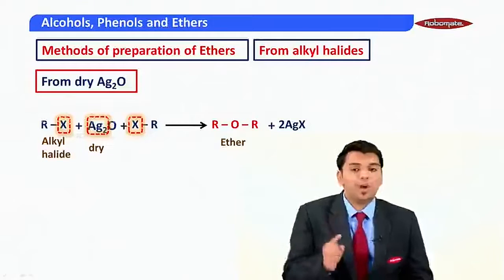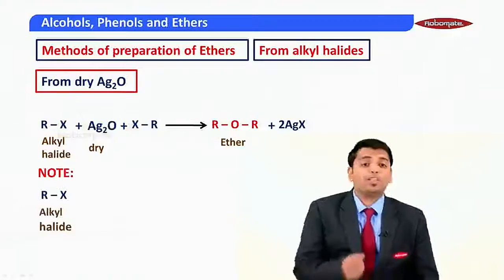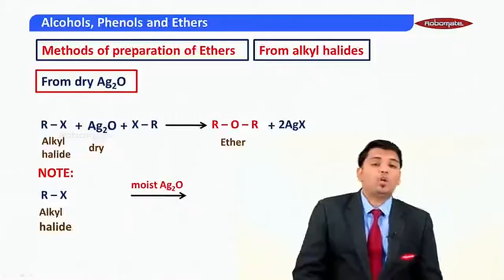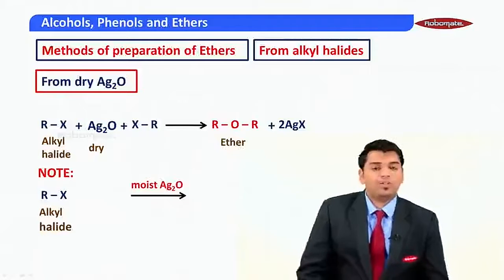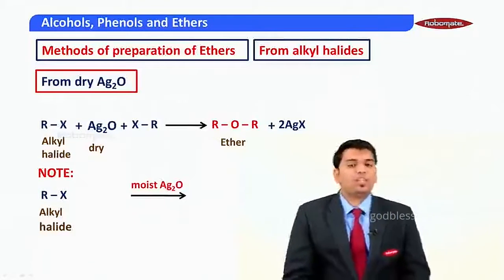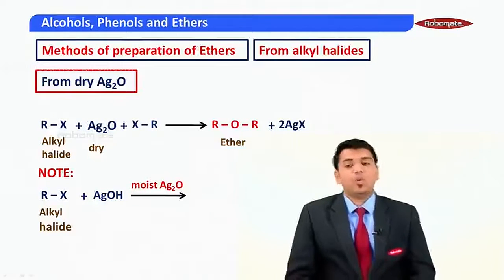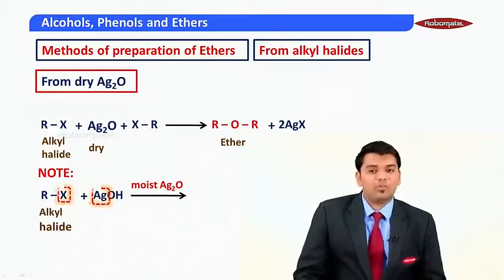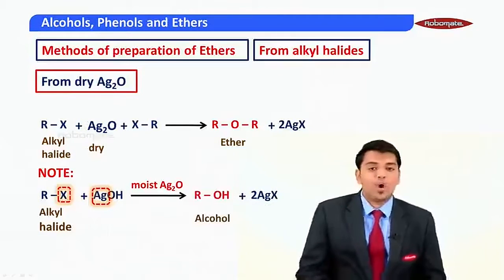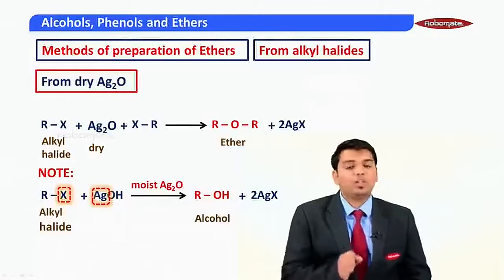One very important point that one must notice here is that if at all we use moist Ag2O, if at all water creeps into the system, we would get an altogether different product, which we have already seen. So let us recollect the same. We know that moist Ag2O reacts to give AgOH. Now in this AgOH, Ag reacts with X to give out AgX, and the obtained product is an alcohol and not ether. So while preparing ethers, we must make sure that there is no water in the system and the system is completely dry.